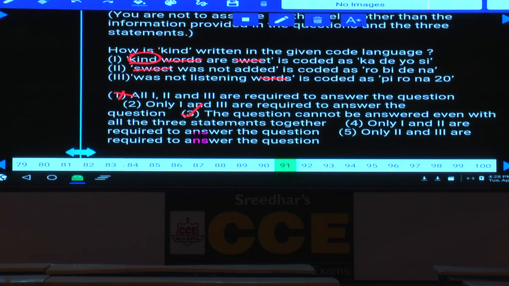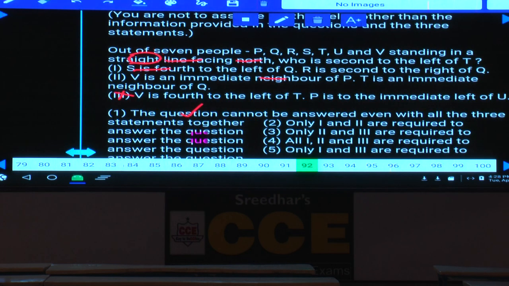Then, after this 91, question number 92. As 92, now this is again based on data sufficiency. Now, in this, of the 7 people, P, Q, R, S, T, U, V, standing in a straight line facing north, who is seated second to the left of T? Now, we need to identify the person who is seated second to the left hand side of T. Now, in order to identify this one, what are the statements that are sufficient?